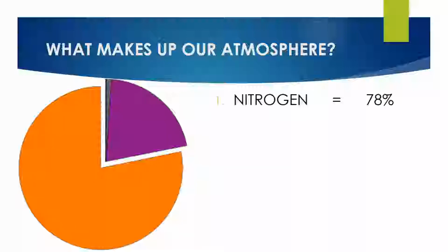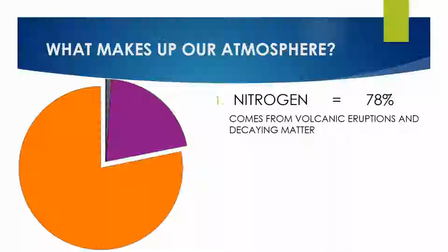The orange represents nitrogen. Nitrogen molecules make up our atmosphere more than any other gas molecules, 78%. So you may be asking yourself, where do we get nitrogen and what do we use it for? Well, honestly, we don't use nitrogen at all. Where does it come from? It comes from volcanic eruptions and decaying matter. When things die, nitrogen gets released into the atmosphere. Volcanic eruptions will send nitrogen up into the atmosphere. And again, the Earth's gravity just keeps a hold of these air molecules, keeps it all together.